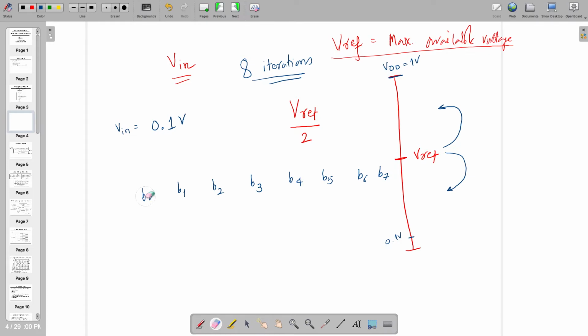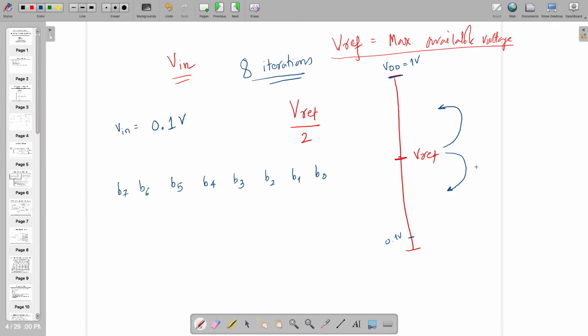Okay, I made this numbering wrongly. It should be B7, B6, B5, B4, B3, B2, B1 and B0, right? So this comparison is at MSB level, because when MSB is 1, it's equal to Vref by 2. The input is around Vref by 2, a little bit lower or a little bit higher than Vref by 2. If you are here, then MSB is 1, rest of the things are 0. So here we are checking whether it's higher or lower.